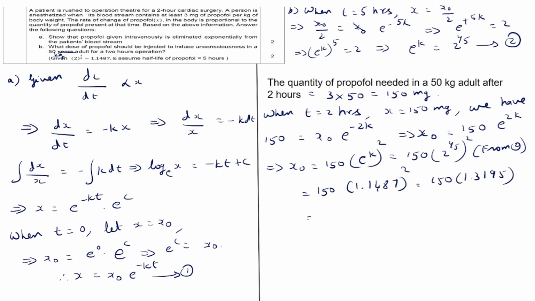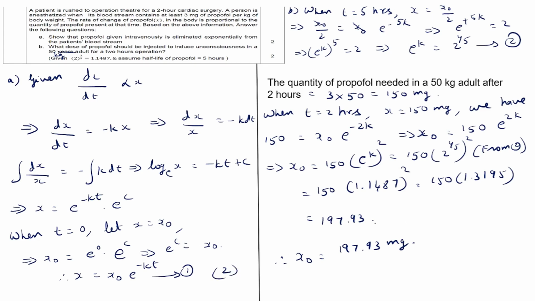1.3195. So x naught is 197.93. Therefore x naught is equal to 197.93 mg. So the dose of propofol that should be injected to induce unconsciousness in a 50 kg adult for a 2 hours operation is 197.93 mg. So here the remaining steps and the final answer will carry 1 mark.